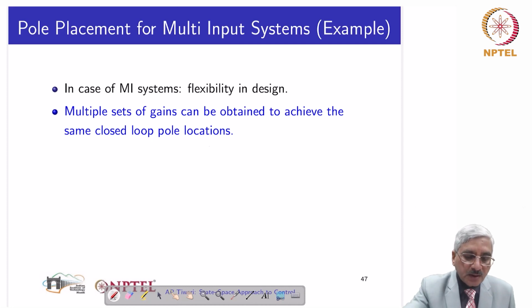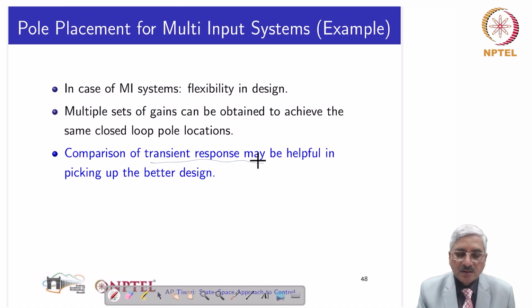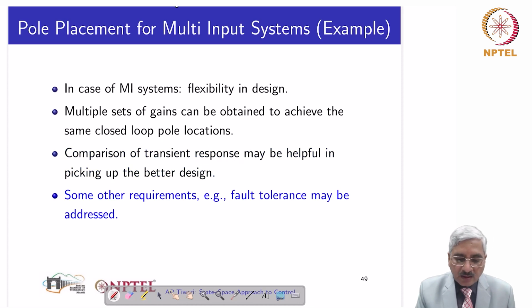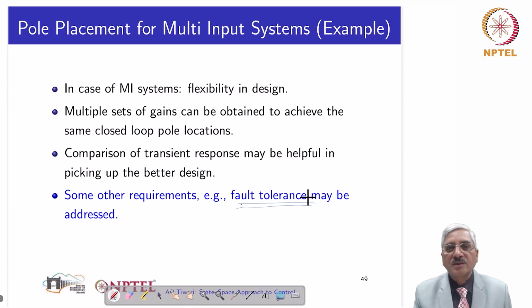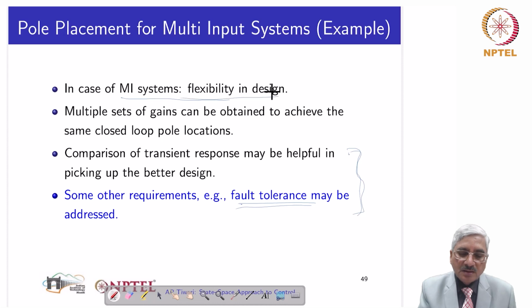We have to probably do a transient response analysis for all those closed loop systems, and select one of the better designs or the best design by looking at the transient response. Another way one can look is at fault tolerance. A design which is more fault tolerant, more robust, will be preferred compared to the other design. So based on some additional criterion, one has to select a better design. Otherwise, in case of MI systems, there is enough flexibility.